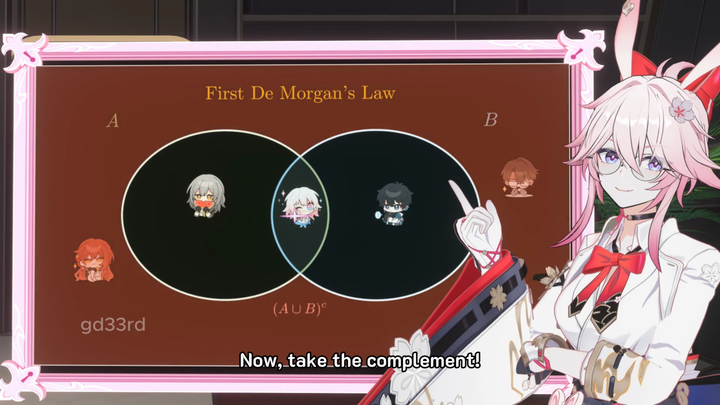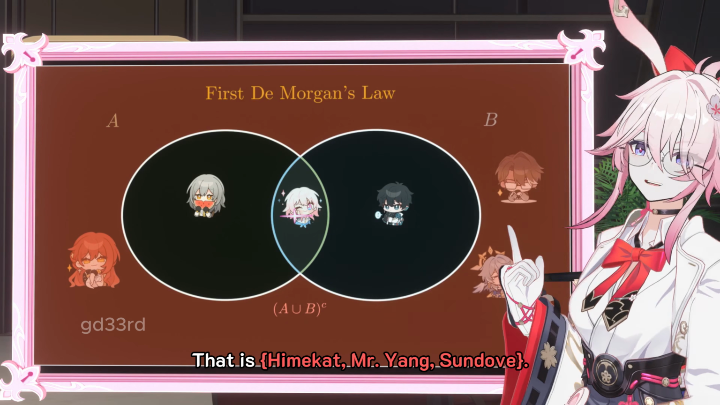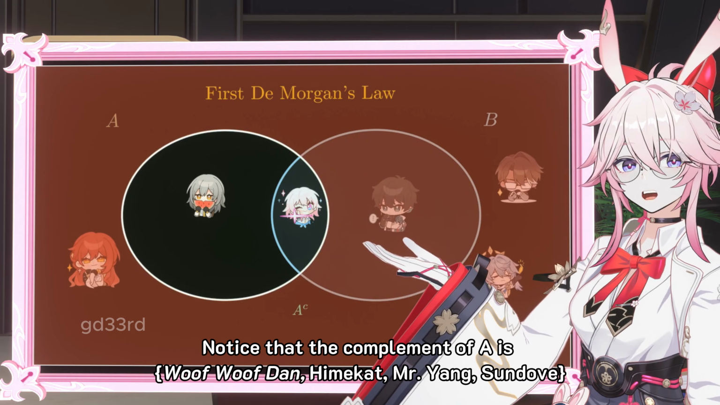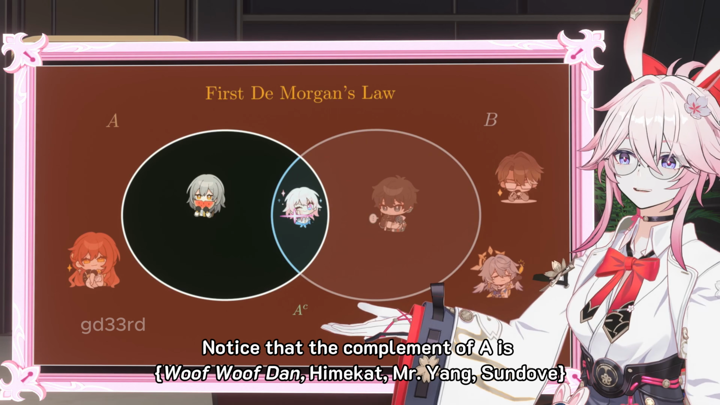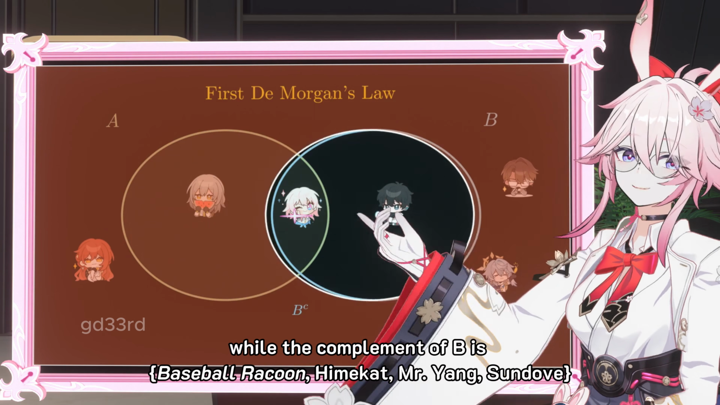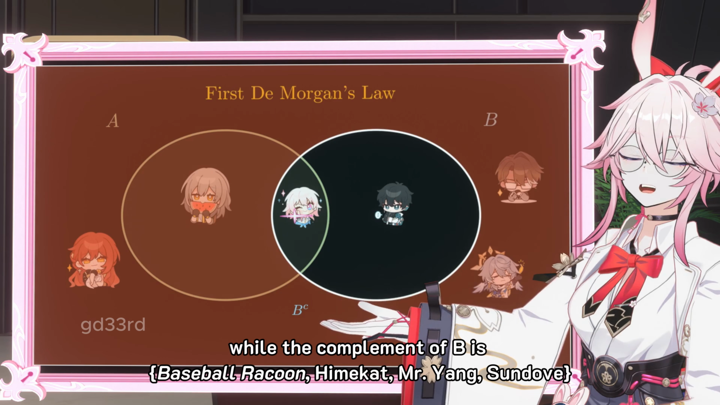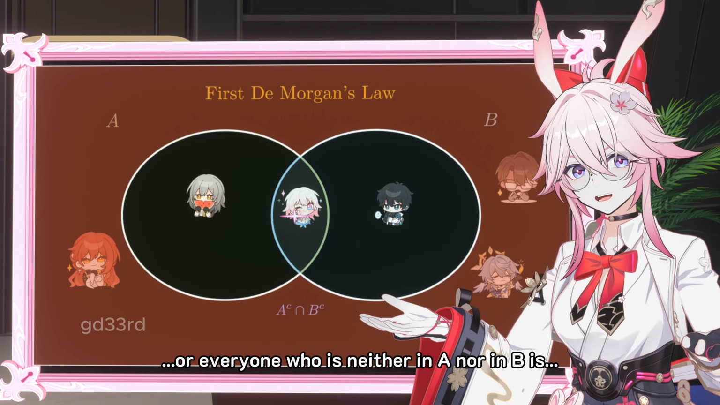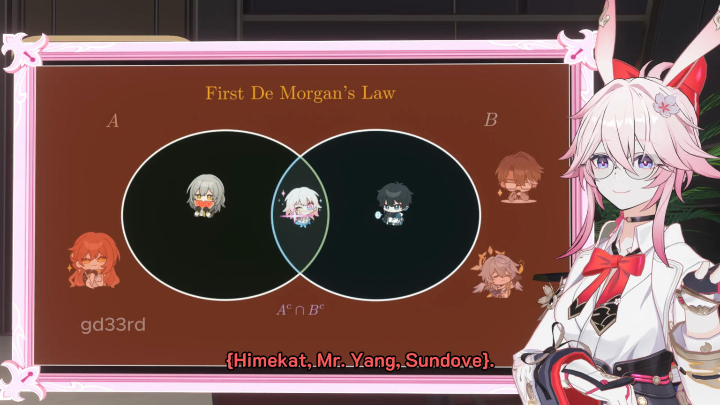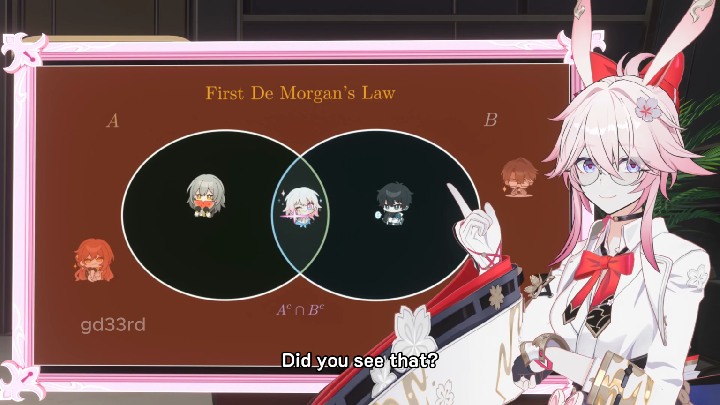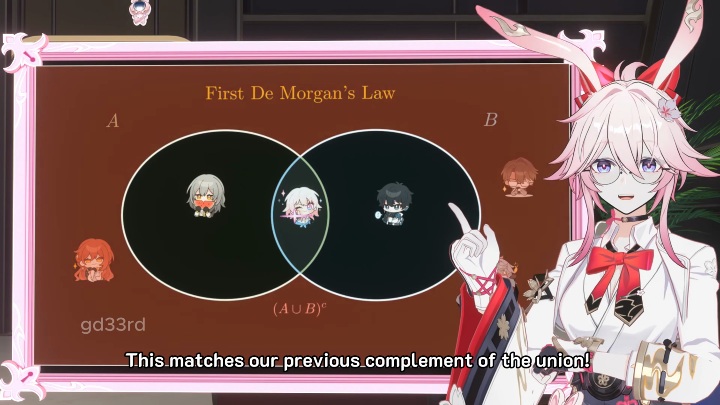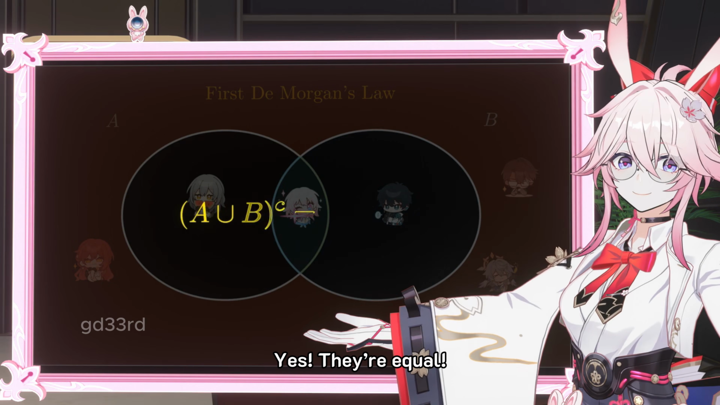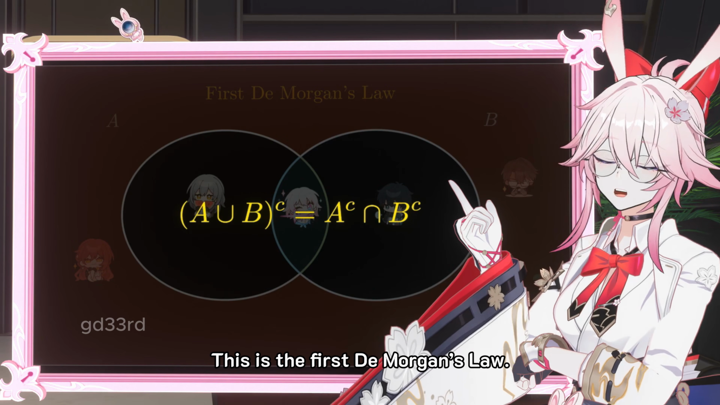Now, take the complement. That is Himika, Mr. Yang, and Sundov. Notice that the complement of A is Woof Woof Dan, Himika, Mr. Yang, and Sundov, while the complement of B is Baseball, Raccoon, Himika, Mr. Yang, and Sundov. So their intersection, where everyone is neither in A nor in B, is Himika, Mr. Yang, and Sundov. Did you see that? This matches our previous complement of the union. Can you guess what that means, Labubu? Yes? They're equal! This is the first De Morgan's law.